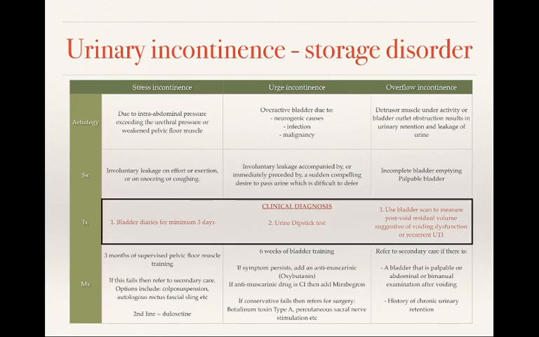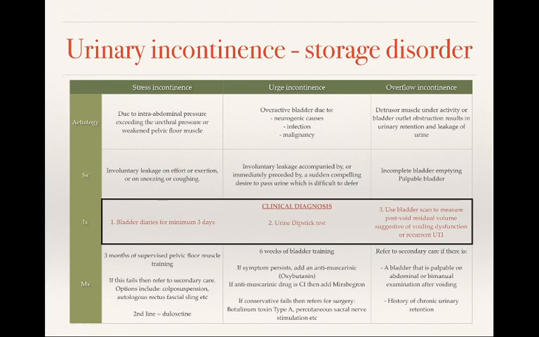So now, let's talk about storage disorder. An example of a storage disorder is urinary incontinence. Urinary incontinence is grouped into 3 categories: stress incontinence, urge incontinence, and overflow incontinence. Stress incontinence is when the patient presents with involuntary leakage of urine when they sneeze, cough, or exert themselves. And this is because their intra-abdominal pressure exceeds the urethral pressure, or because they have very weak pelvic floor muscle.